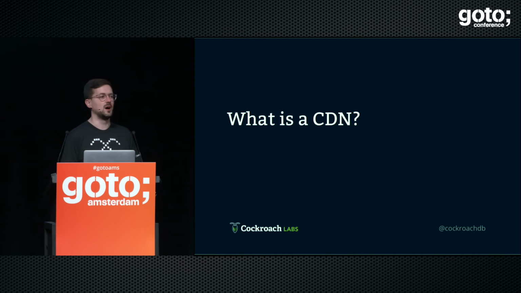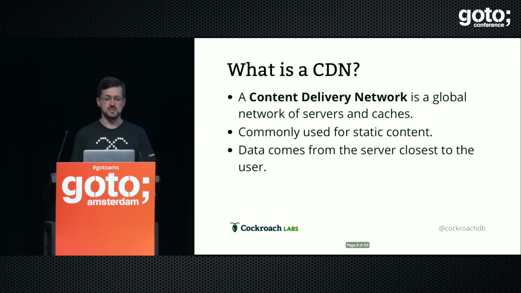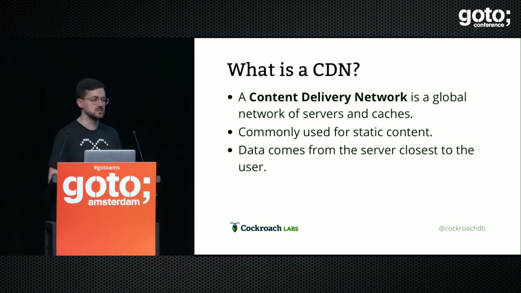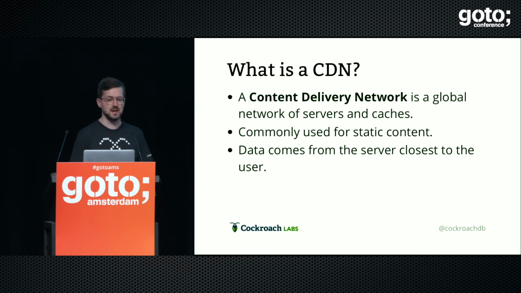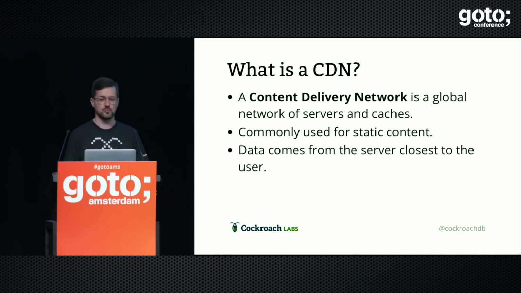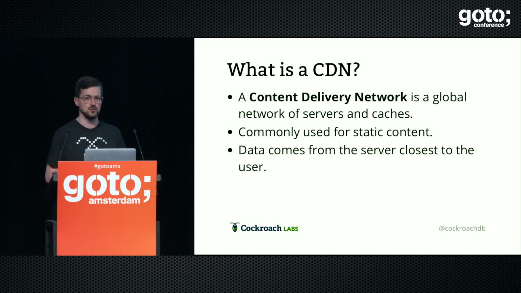So first of all, just to get everyone on the same page, what is a CDN? A CDN, or a content delivery network, is a global network of servers and caches. These are commonly used for static content. You're probably familiar with them. They're available from many commercial providers, including Cloudflare, Fastly, Akamai, Amazon, and other cloud providers. The goal with the CDN is to get your data distributed around the world so that the data can come from a server that's closest to the user.